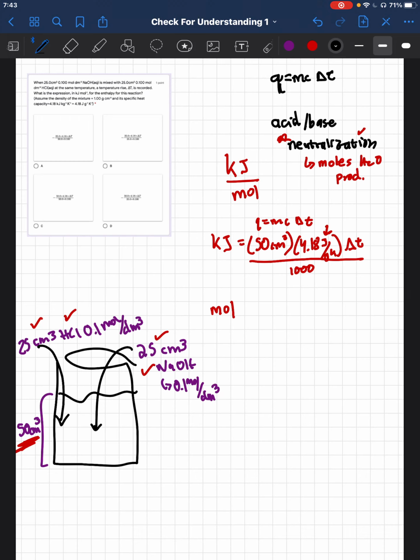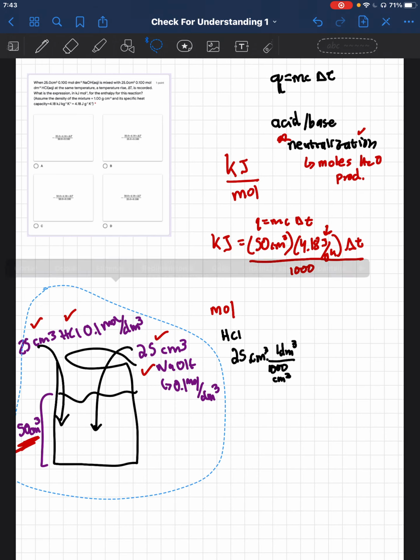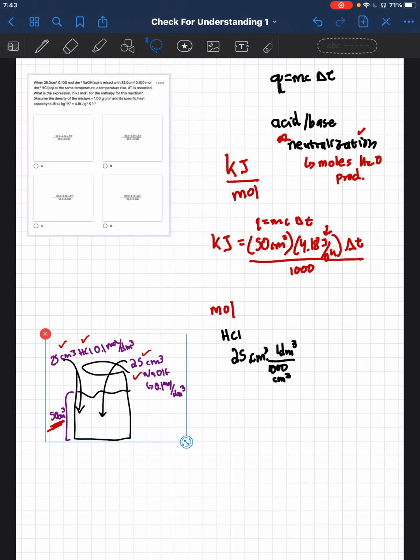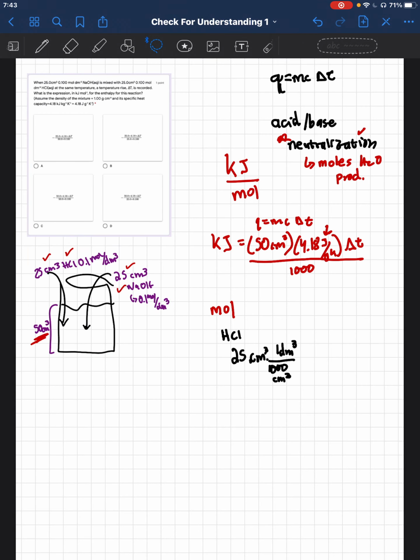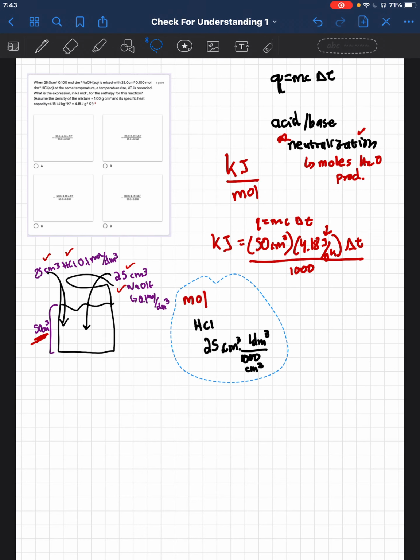Cool. Okay, so I have HCl here. I'm going to figure out how much water HCl would make if all of it reacted. 25 cubic centimeters times 1 decimeter cubed per 1,000 cubic centimeters. Let's make my drawing a little smaller and move this up. Okay. Cool. Times 0.1 mole HCl per 1 decimeter cubed.